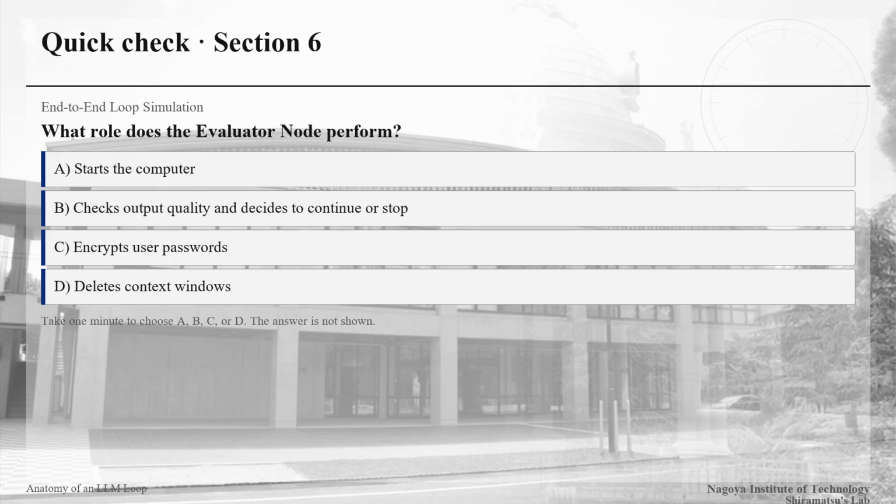Quick check after Section 6. What role does the evaluator node perform? Choose A, B, C, or D. Take 1 minute to think, then choose A, B, C, or D. The correct answer is not shown.